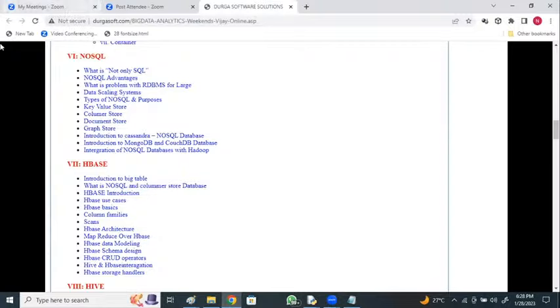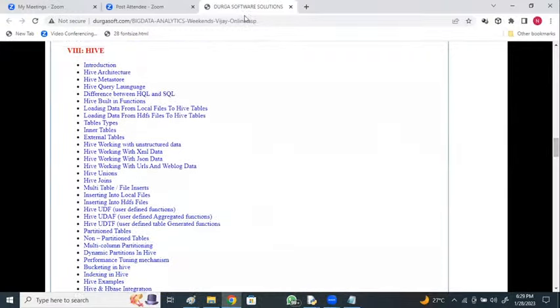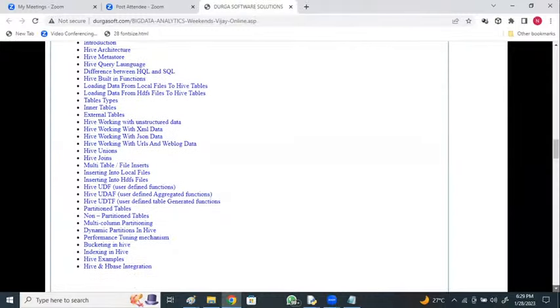Record to record, a different number of fields can be maintained, right? And as part of our course, I'll be discussing HBase, one NoSQL database: HBase data modeling, CRUD operations, and high-end HBase integration. Next, the important Hadoop component Hive, which is used for data warehousing. We use a language called HQL here: loading data, making the data structured, creating internal and external tables, working with unstructured XML, JSON data, URL weblog data, unions, joins, UDF, UDAF, UDTFs, non-partition and partition tables, indexing, bucketing, static and dynamic partitioning, right?